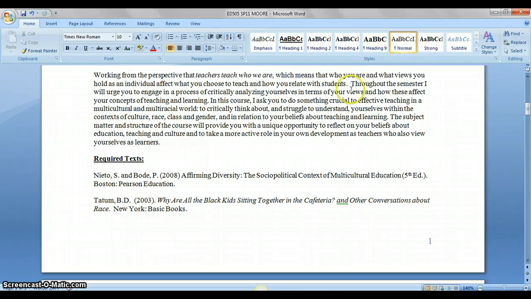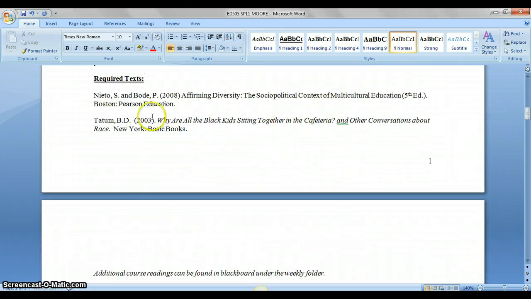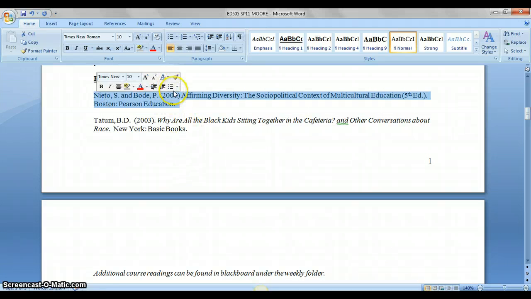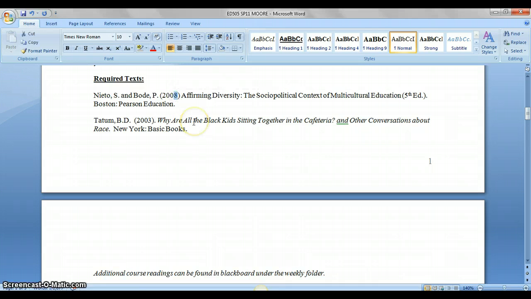Let's see here. The required text: Affirming Diversity. I was sent an email that some versions you find on Amazon might say 2007 instead of 2008. Is it the exact same book? I'm not sure. It might have been a reprint in 2008, but it's definitely 2008 in my book. Hopefully you all were able to get a hold of the book.